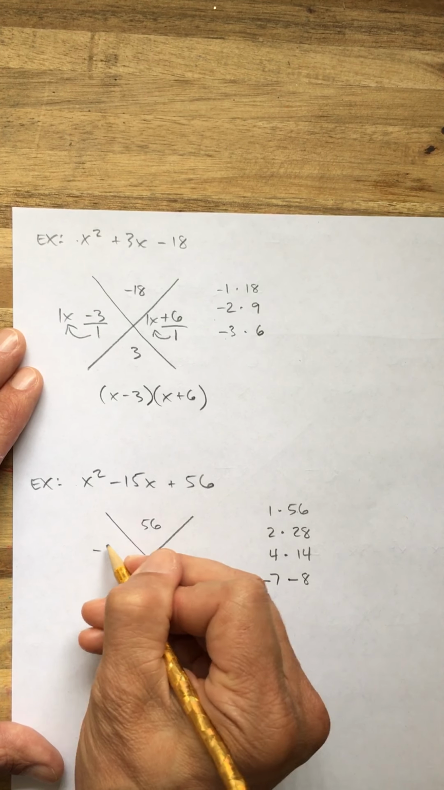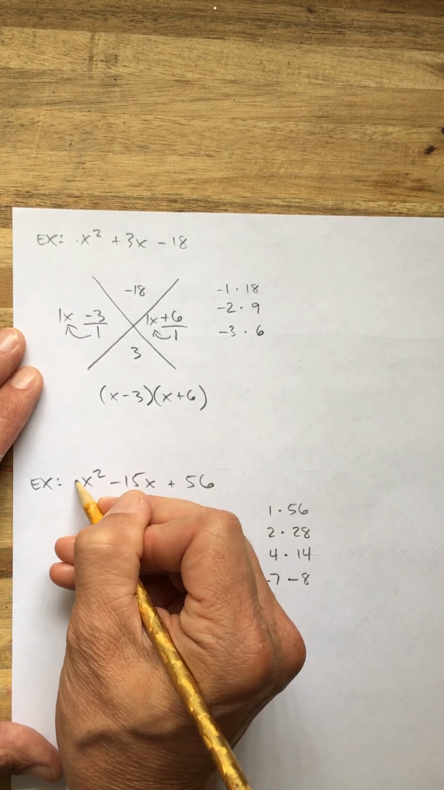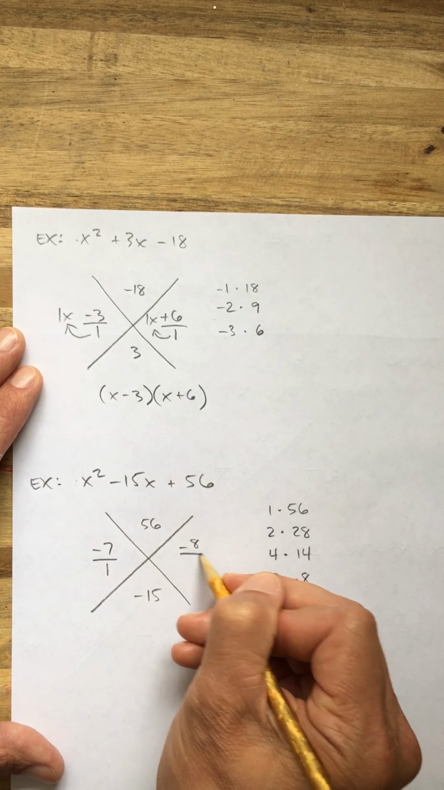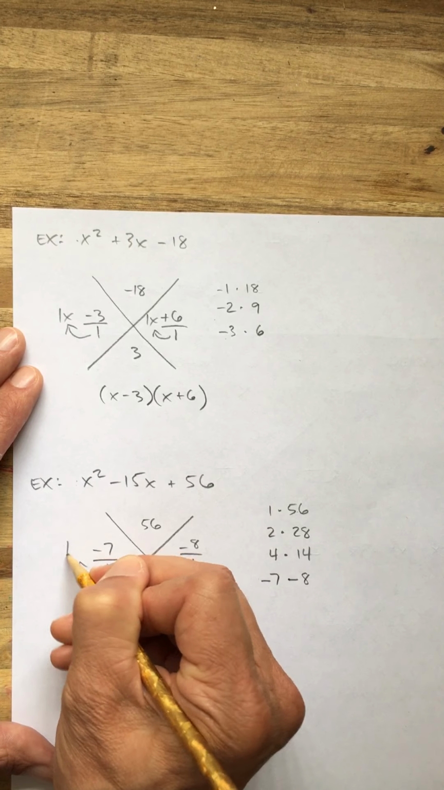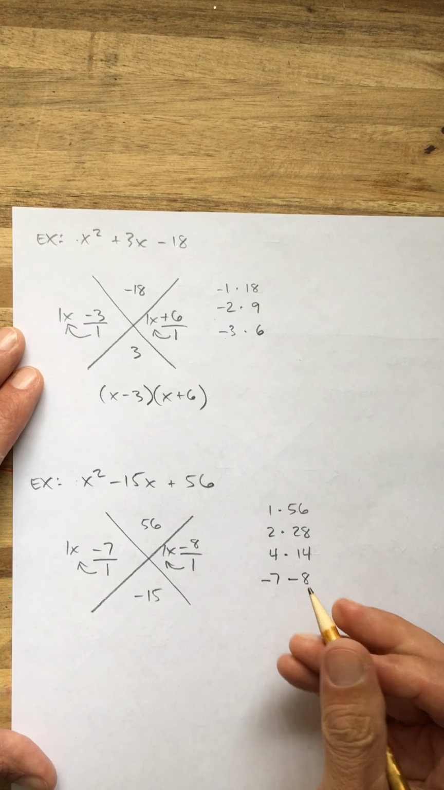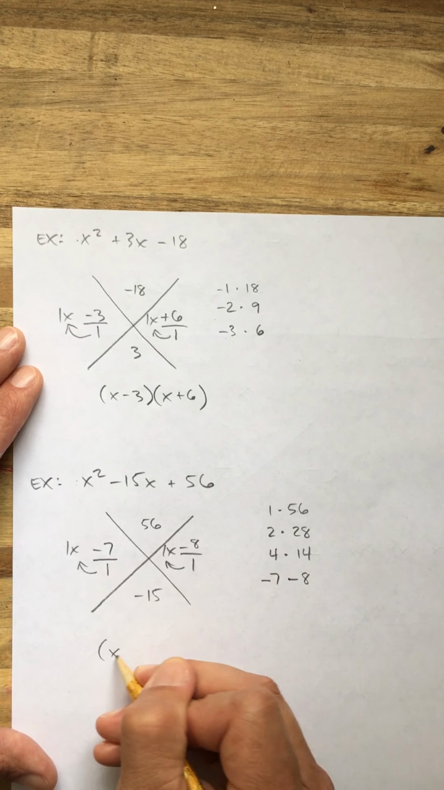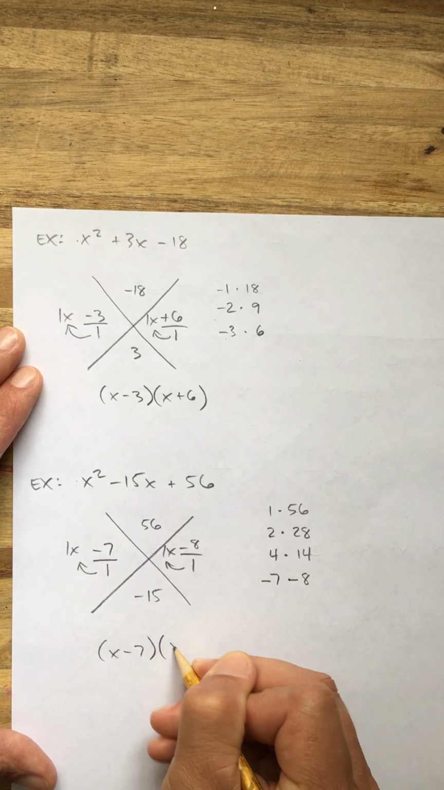So put the negative 7 here, put the negative 8 here. Divide by what goes here, the a, the 1. Okay, divide by 1, and then bottoms up, 1x. Bottoms up, 1x. All right, and now all we have to do is write it down. 1x minus 7 and 1x minus 8.